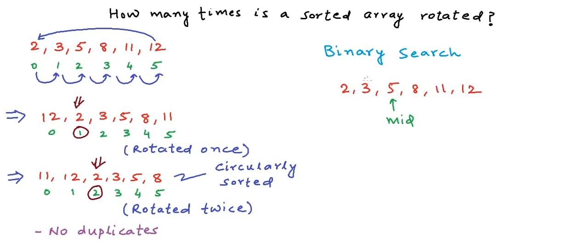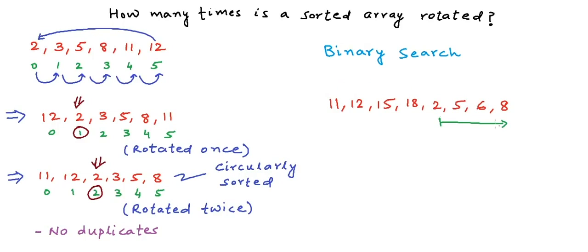If it is not the element that we are looking for, we either go searching towards the left or we go searching towards the right, based upon whether the element that we are looking for is greater than or less than the middle element. So at each step we divide the problem into searching something in half the array. At each step we discard half of the elements, we discard half of the search space, and we keep on going until we find the element.